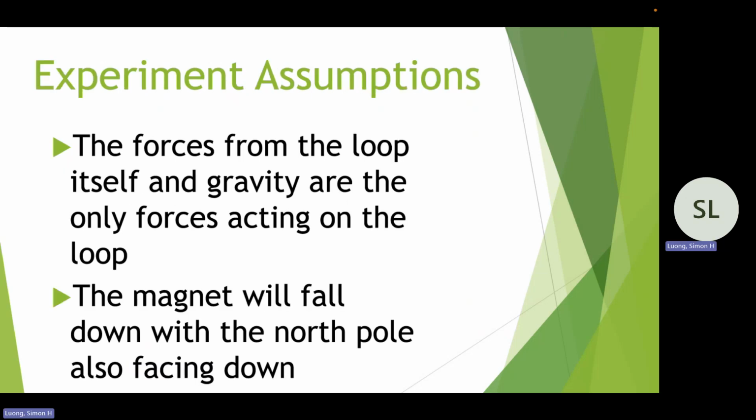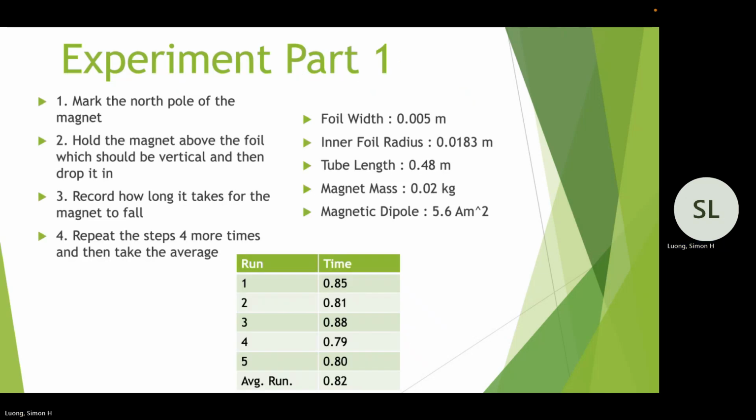So experiment assumptions: the forces from the loop itself and the gravity are the only forces acting in the loop, and the magnet will fall down with the North Pole also facing down. So experiment part 1: first we mark the North Pole of the magnet. Hold the magnet above the foil, which should be vertical, and then drop it in. Record how long it takes for the magnet to fall. Repeat the steps 4 more times, and then take the average.